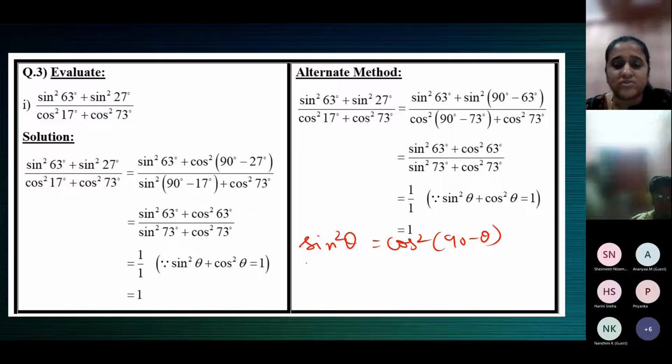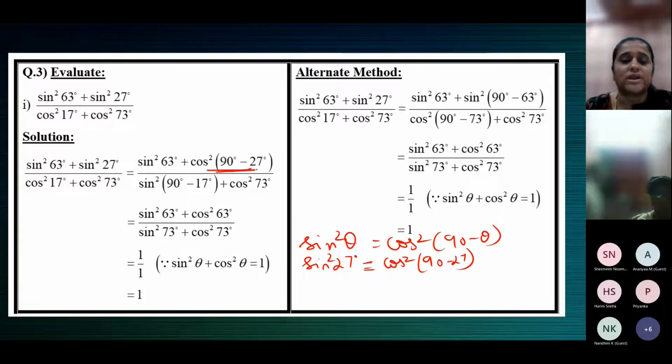So now we have sine square 27 degrees. That is nothing but cos square 90 minus 27, where instead of theta we substitute 27 degrees. So sine square 27 is equal to cos square 90 minus 27. That's what you see here.